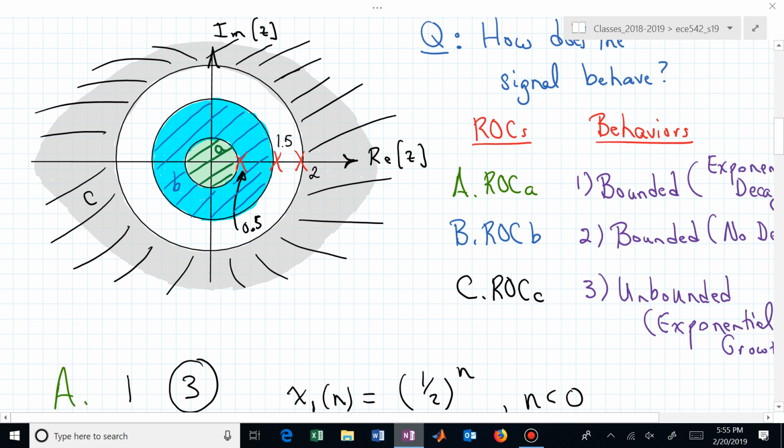What happens to the modes that are interior to the region of convergence? Do they correspond to non-causal or causal values of n? Positive values of n or negative values of n? And I'm in particular asking about this 1/2. That pole is now bounding the region of convergence on the interior of that region of convergence.